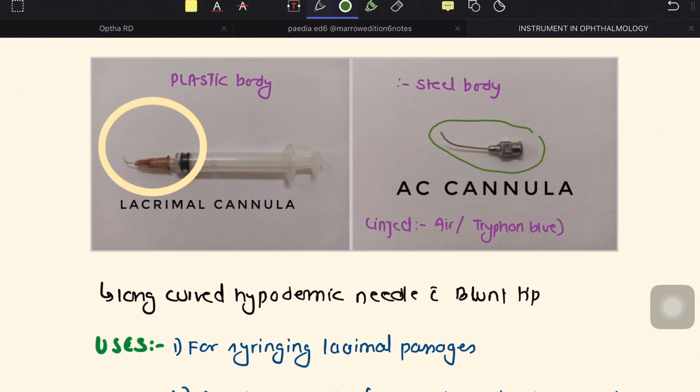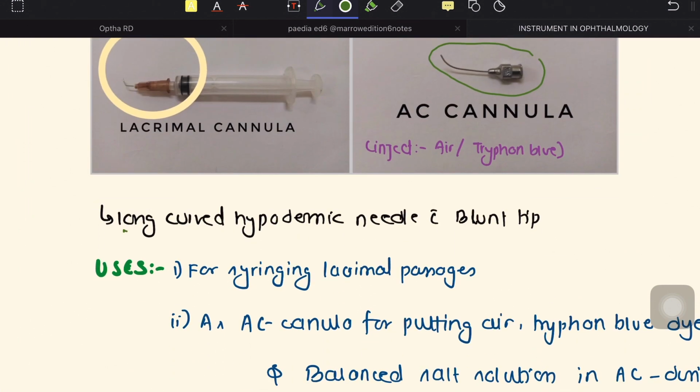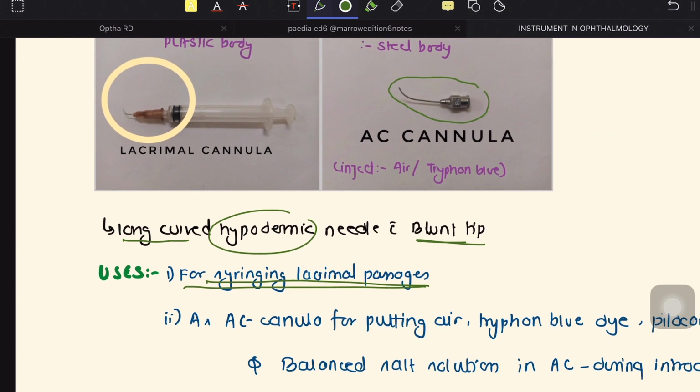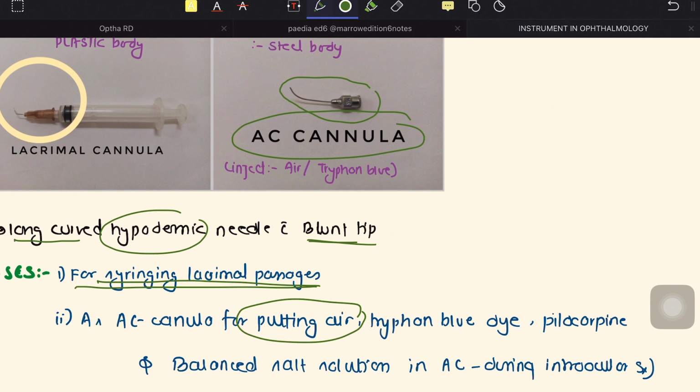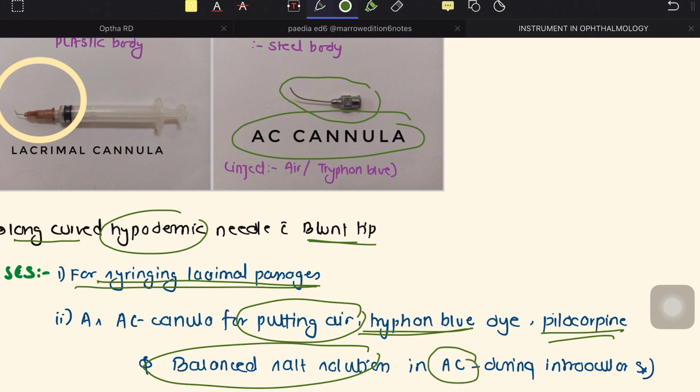So what are the uses of the lacrimal cannula? It is a long curved hypodermic needle with a blunt tip. It is used for syringing the lacrimal passage, and it can also be used as an alternative to the AC cannula for putting air. It can also be used to put trypan blue dye, pilocarpine, and balanced salt solution in the anterior chamber during intraocular surgery.